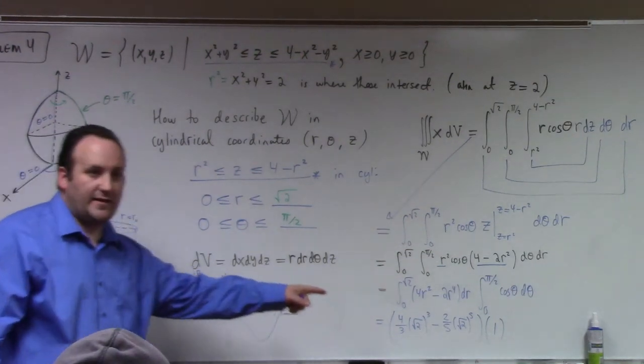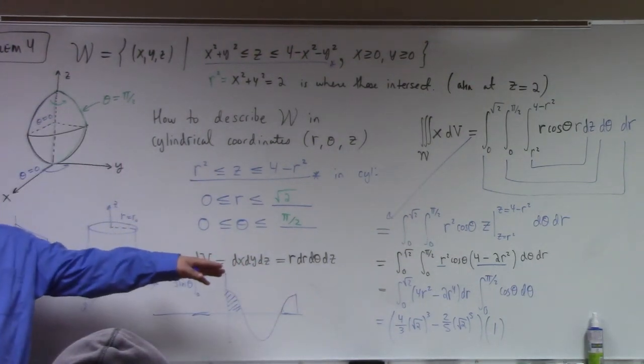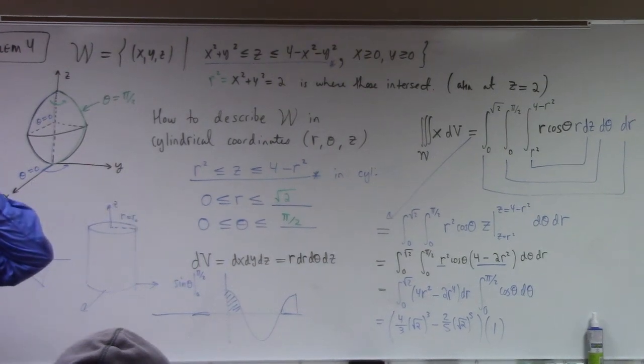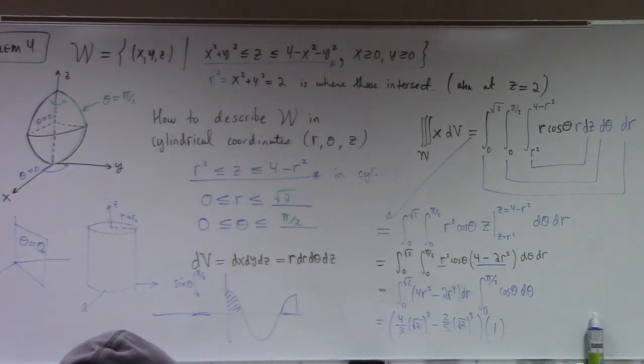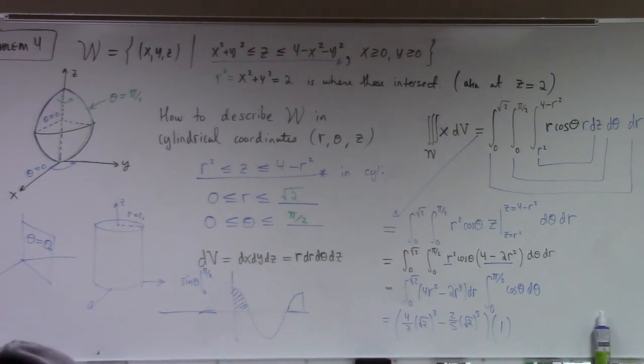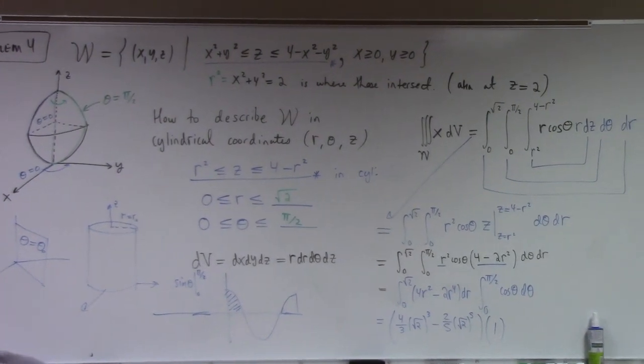That's the answer. I assure you that is way easier than if we were to try to do it in Cartesians with the square roots and all that junk, right? Sorry, I was going to do the plane intersecting the paraboloid, but we'll do that soon. So, thanks, guys.